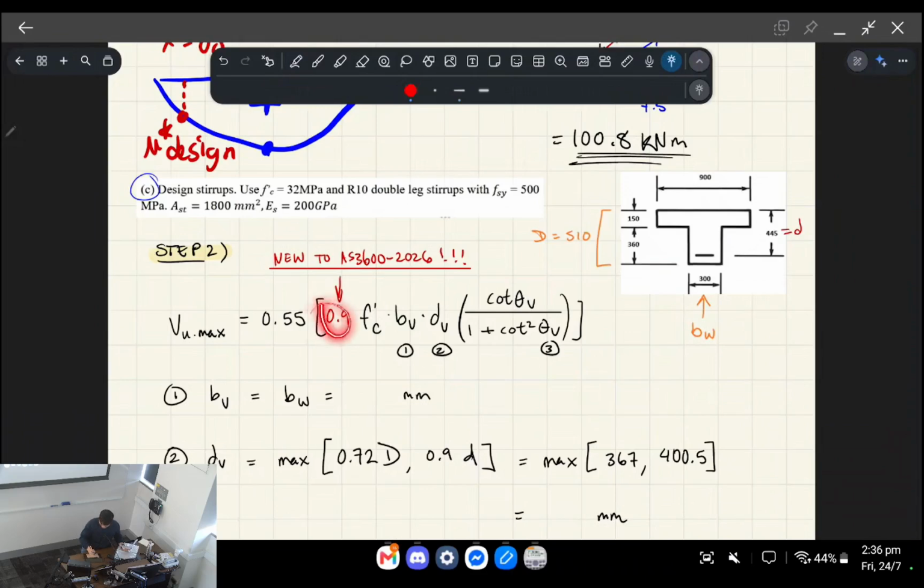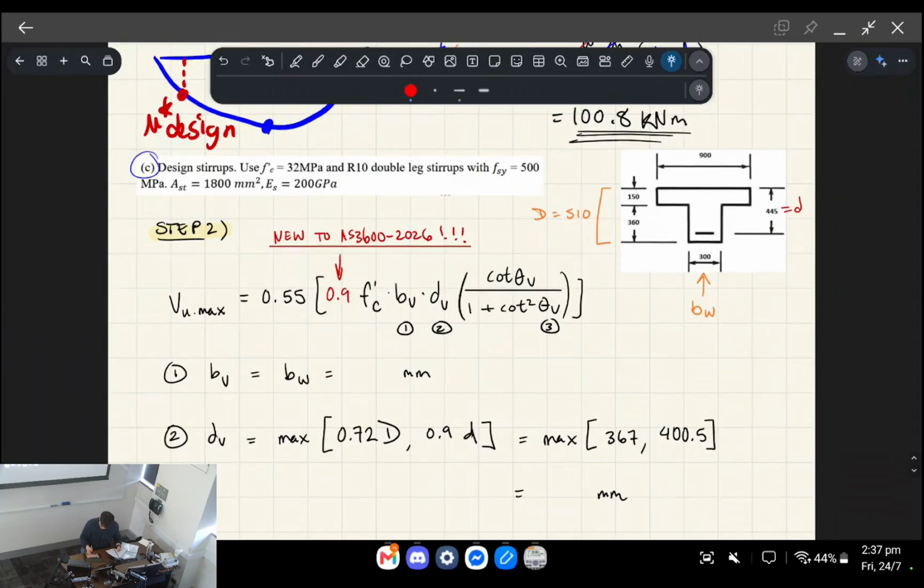This is new. This 0.9 factor that you see in this square bracket is new in the new version of the standards that's coming out later this year. And so if you're referring to, say, a past paper or practice paper from like 2019, it won't have this 0.9 in it. So you need to solve these questions with 0.9 moving forward. Does that make sense?